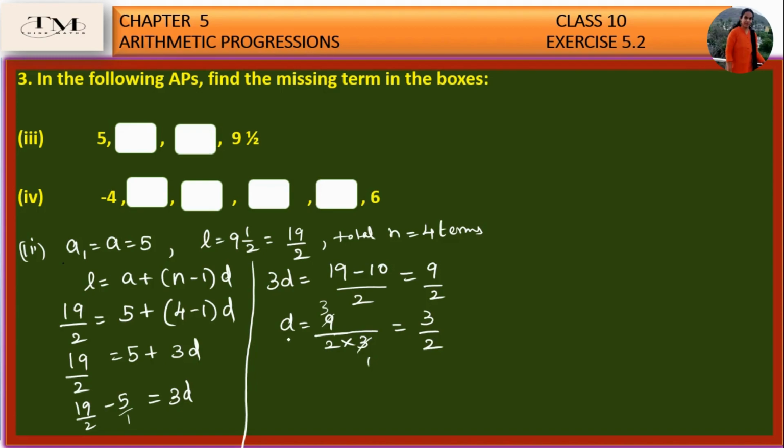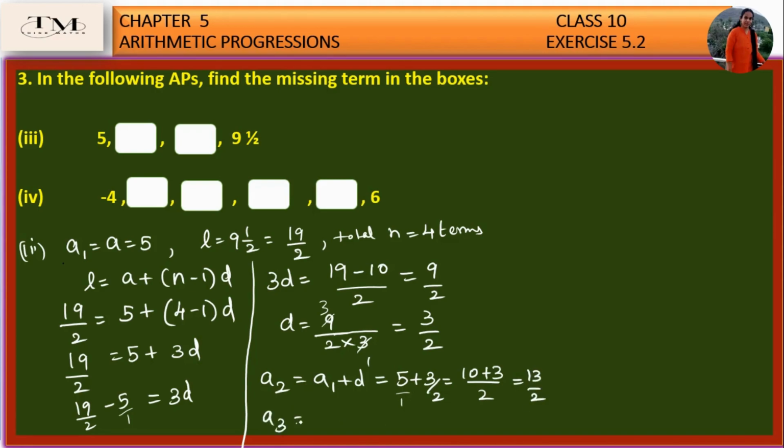So we know the common difference, so we can find the second term. a2 is equal to the first term plus d. What is the first term? It is 5. So 5 plus 3 by 2. In the same way, you have to take the LCM. Here it is 1. 1 into 2, 2. Cross multiplying, 5 into 2, 10, plus 3 into 1, 3. So which is equal to 13 by 2.